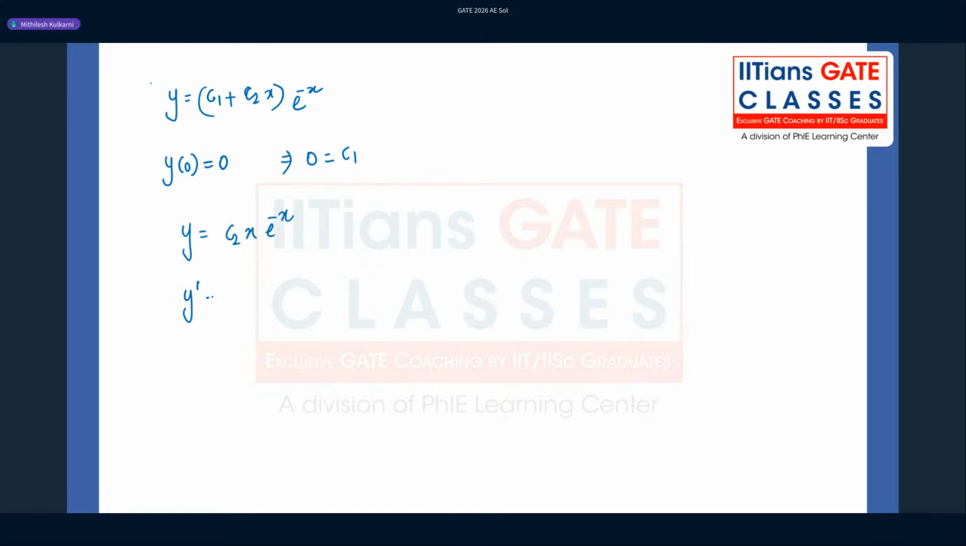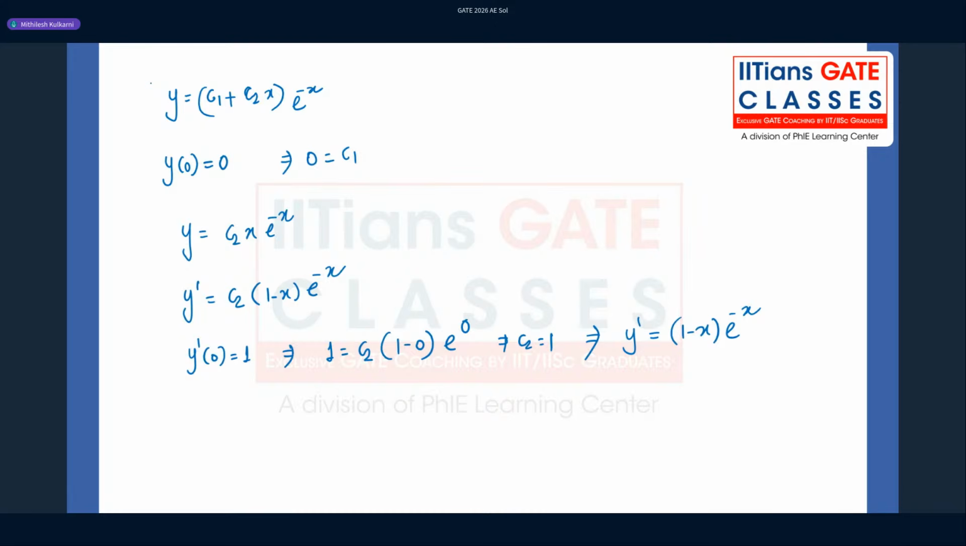Take y dash. y dash is equal to what? C2. Differentiation of x e to the power minus x is 1 minus x e to the power minus x. Okay, y dash of 0 is 1. Another initial condition they have given is y dash of 0 equal to 1. This implies 1 is equal to C2 into 1 minus 0 e to the power minus 0. Okay, e to the power 0. So C2 is equal to 1. This implies y dash is equal to 1 minus x e to the power minus x. Okay, we got this.